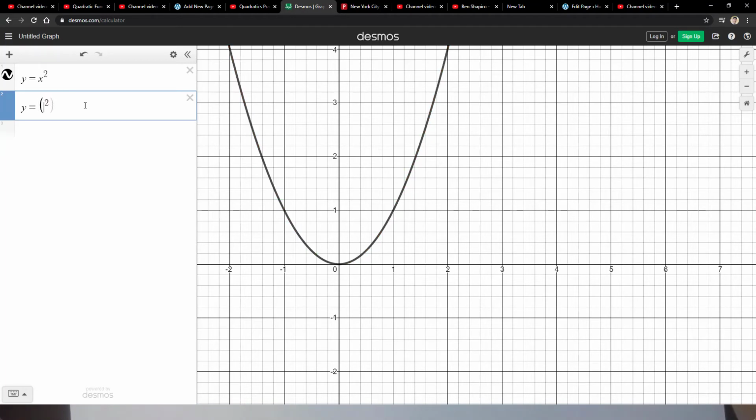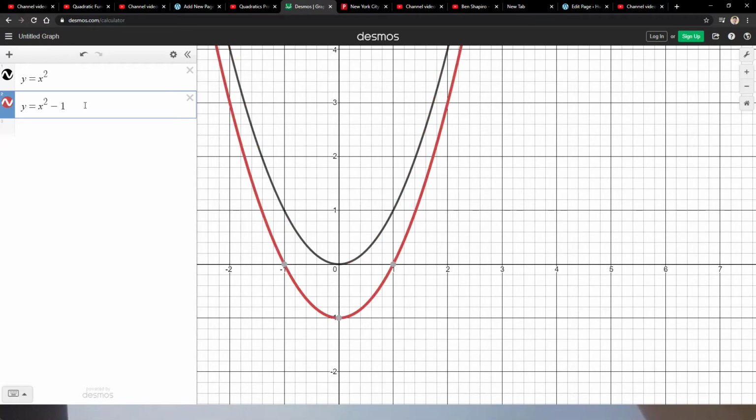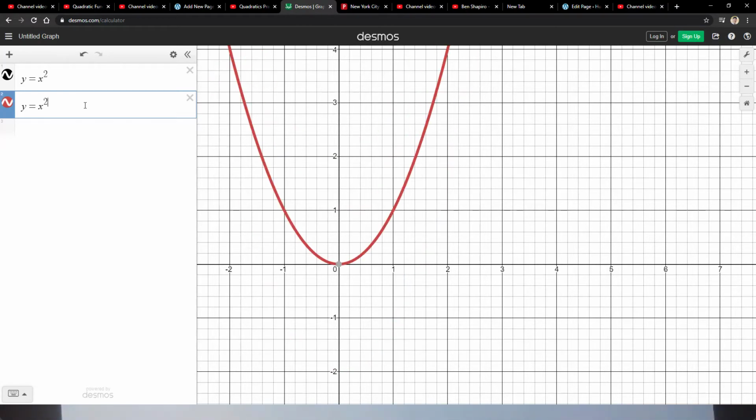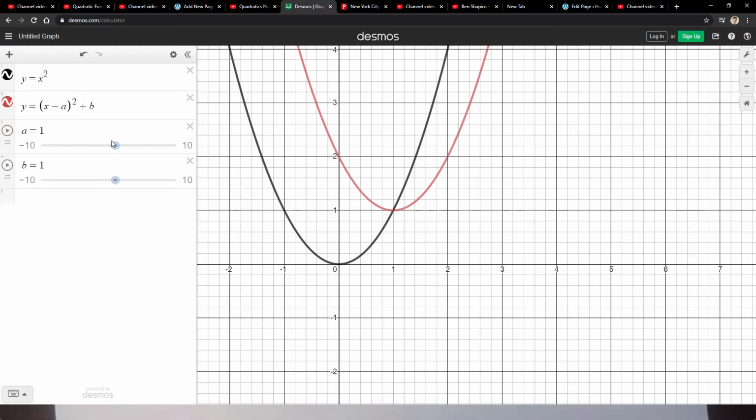Now what about outside of the bracket? If we say x squared minus 1 goes down 1, x squared minus 2 goes down 2, and if I say plus 1, it goes up 1, plus 2 would go up 2. So in general, you can even add some sliders. X minus a squared plus b. Let's add all these variables.